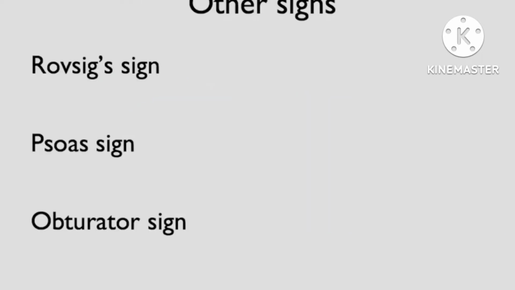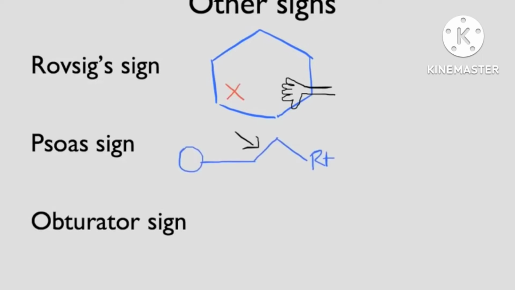There are also other signs that might help us as well. The first one is Rovsing's sign. That is when you palpate the left lower quadrant, patient has pain in the right lower quadrant. The psoas sign is pain with either passive extension or active flexion of right hip against some sort of resistance. So it could be your hand pushing against the right hip flexing. That can signify a retrocecal appendicitis. An obturator sign is pain with passive internal rotation of the right hip. That can signify a pelvic appendicitis.